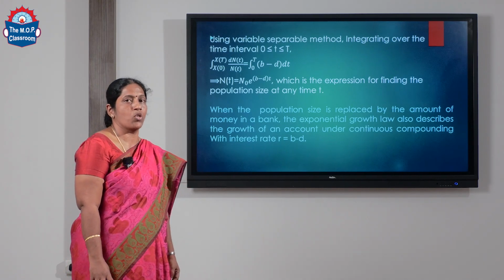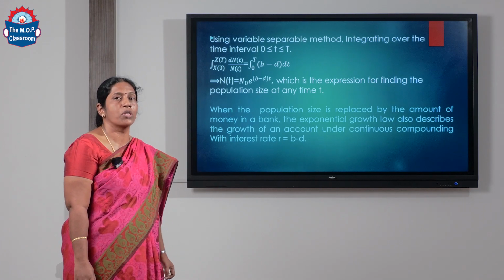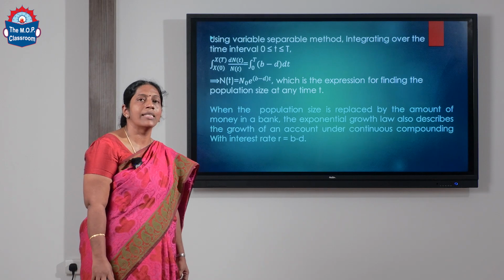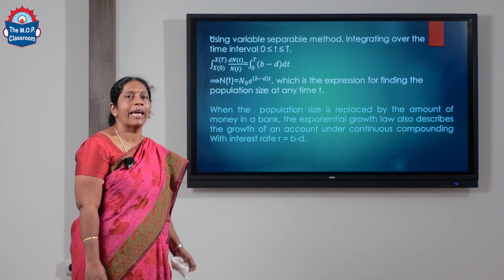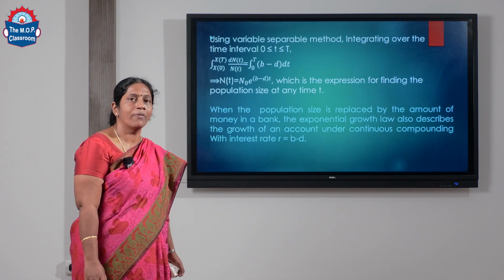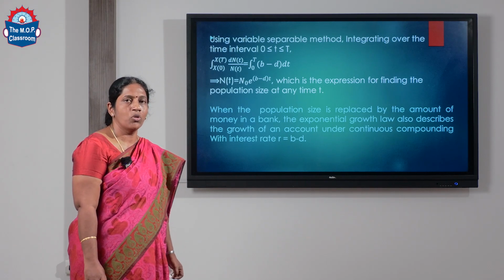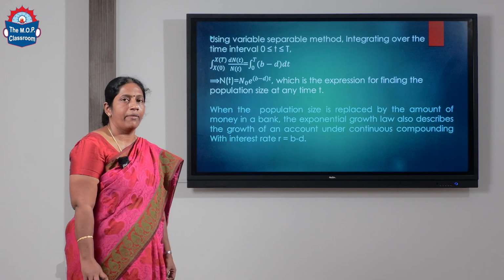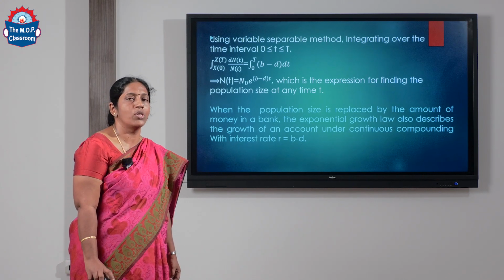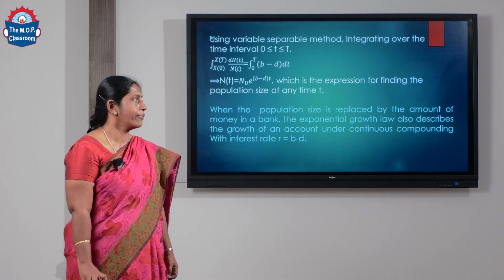Now in this expression, suppose we replace N(0), the initial population, by an initial amount deposited in the bank, then N(t) describes the amount at any time t where the interest is compounded continuously at the rate r, which is equal to b − d.